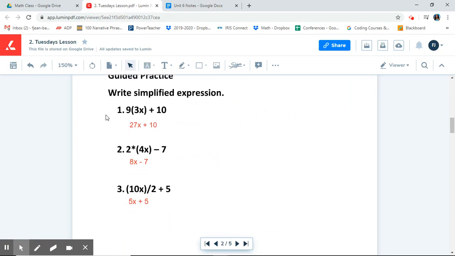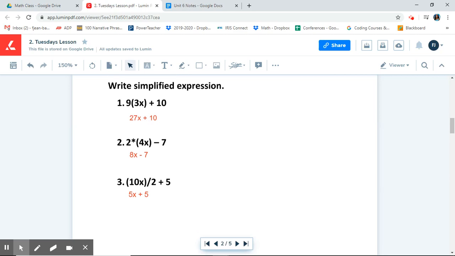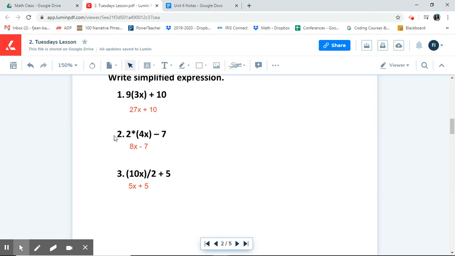So for number 1, we have 9 times 3x plus 10. We can multiply the coefficient by the other coefficient. So 9 times 3 equals 27. We have 27x plus 10. That is our simplified expression because we cannot add unlike terms. Go ahead and check your answers for 2 and 3.